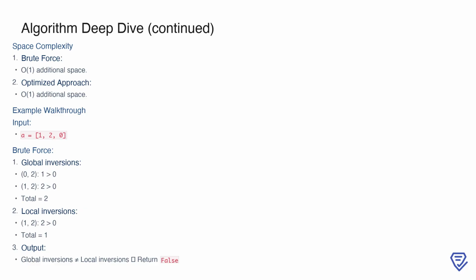Let's look at an example to understand the brute force method. Consider the input array 1, 2, 0. For global inversions, we examine all pairs i, j, where i less than j. The pairs 0, 2, and 1, 2 both satisfy the condition, giving a total of two global inversions. For local inversions, we only check consecutive pairs. Here, only the pair 1, 2 meets the condition, resulting in one local inversion. Since the counts of global and local inversions are not equal, we return false.